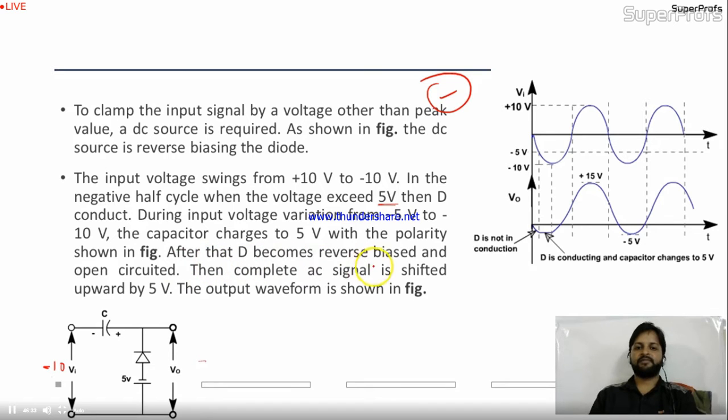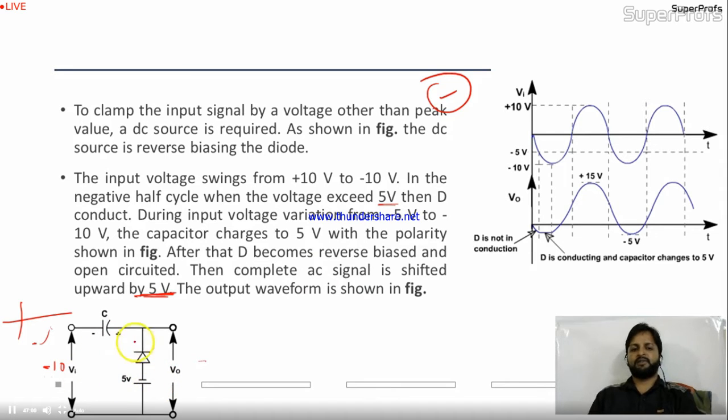After that, D2 becomes reverse bias. After this, what will happen? The waveform will change to itself. After -10, it will change to itself. Once it changes, the diode will become reverse bias. After the diode becomes reverse bias and open circuited, the complete AC signal is shifted upward by 5 volt. Is it okay?